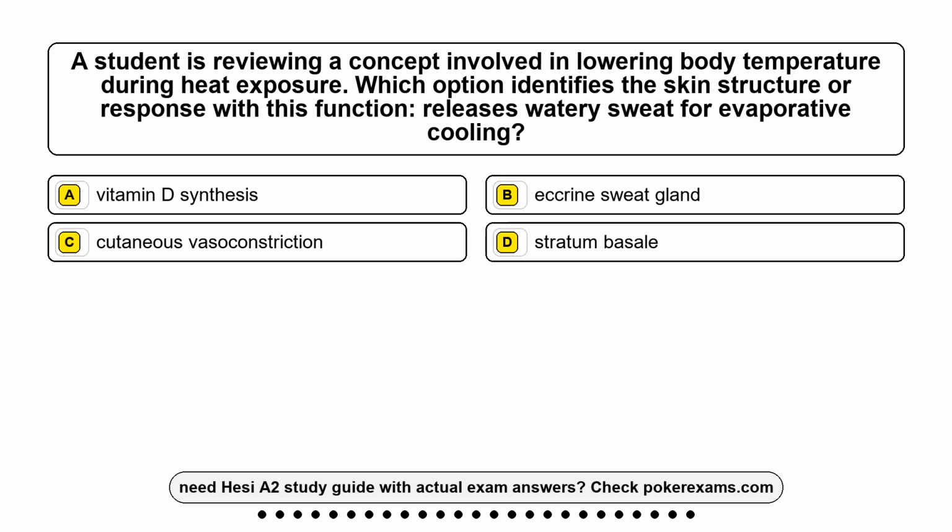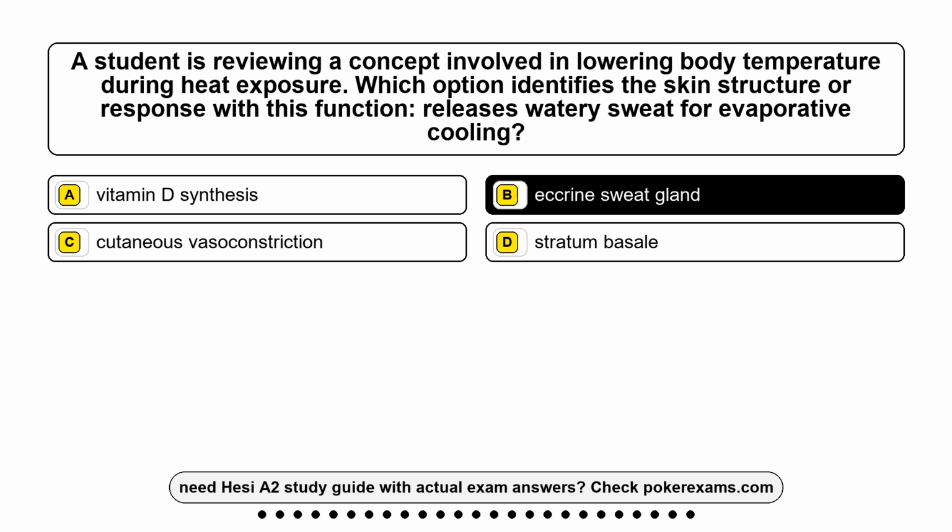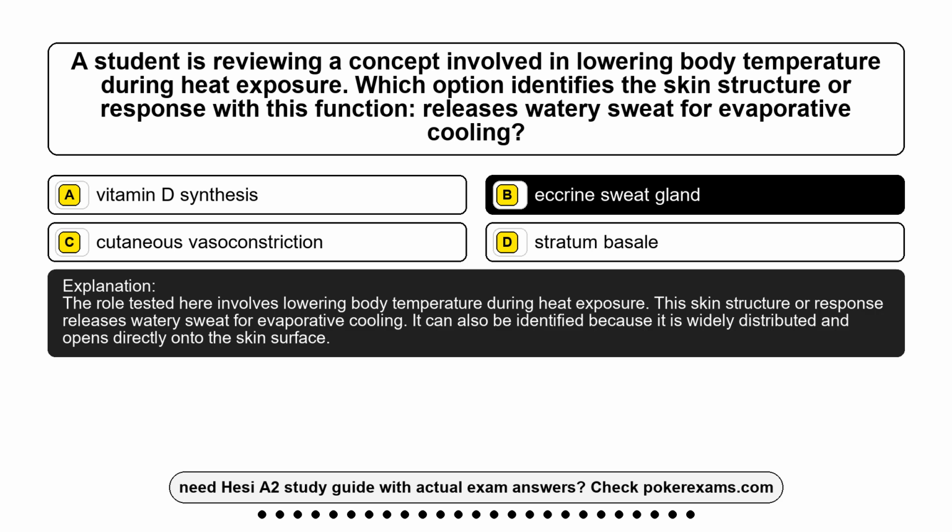Question 20. A student is reviewing a concept involved in lowering body temperature during heat exposure. Which option identifies the skin structure or response with this function? Releases watery sweat for evaporative cooling? Option A, vitamin D synthesis. Option B, eccrine sweat gland. Option C, cutaneous vasoconstriction. Option D, stratum basale. The correct answer is option B, eccrine sweat gland. The role tested here involves lowering body temperature during heat exposure. This skin structure or response releases watery sweat for evaporative cooling. It can also be identified because it is widely distributed and opens directly onto the skin surface.